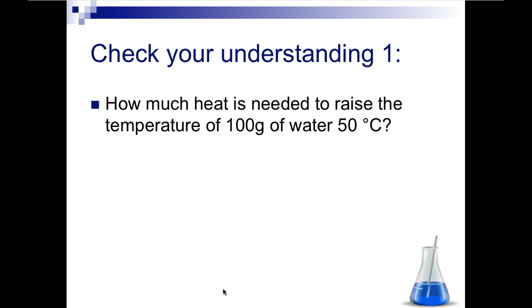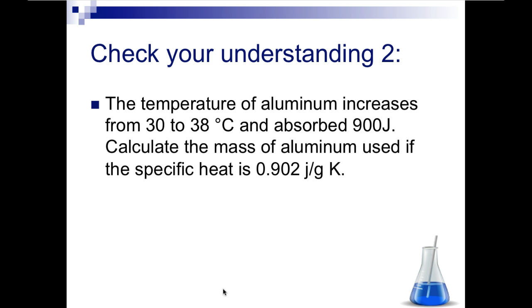All right, let's look at your check your understanding. How much heat is needed to raise the temperature of 100 grams of water to 50 degrees Celsius? And check your understanding 2: The temperature of aluminum increases from 30 to 38 and absorbs 900 joules. Calculate the mass of aluminum if you know the specific heat is 0.902 joules per gram times Kelvin. We're going to answer both these check your understandings in class tomorrow.